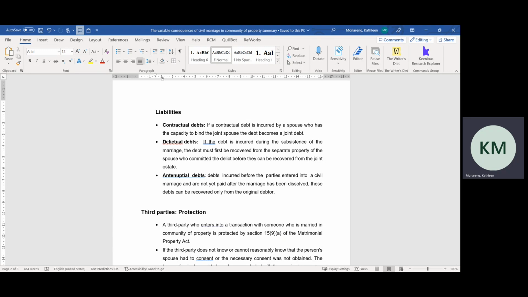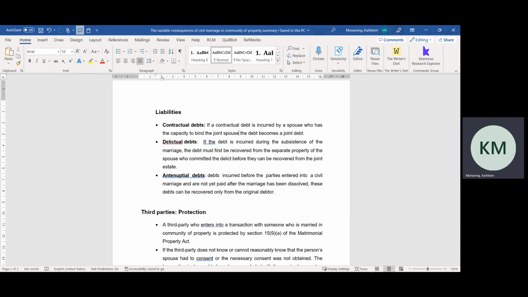The delictual debt. If the debt is incurred during the subsistence of the marriage, that debt must firstly be recovered from the separate asset of the spouse who committed the delict before it can be recovered from the joint estate. So in other words, if the spouse who committed the delict does not have a separate asset, in other words, assets which do not form part of the joint estate, then the person suing can now sue the joint estate as a whole.